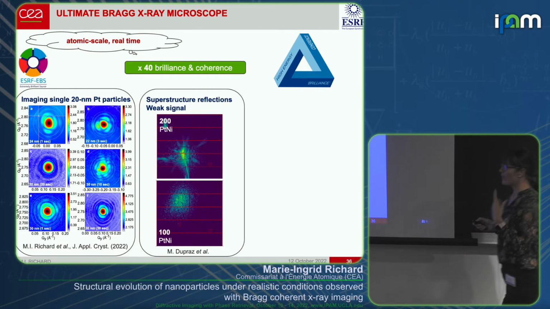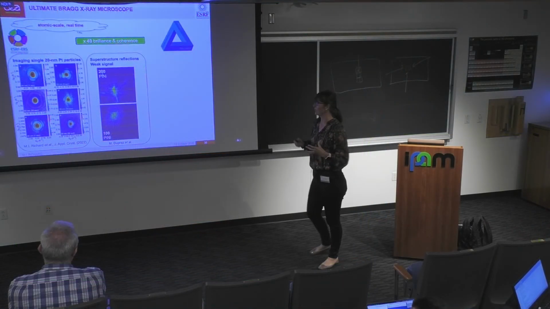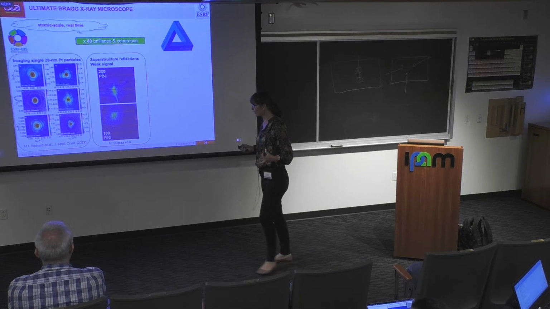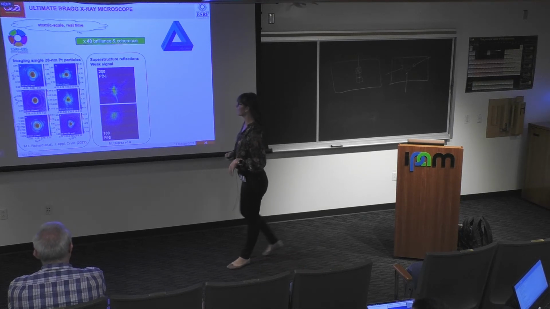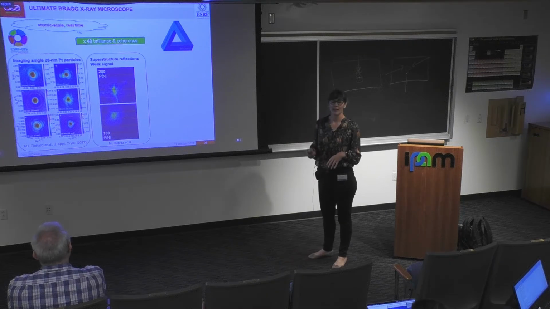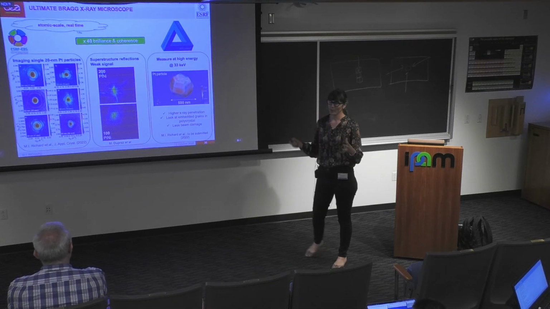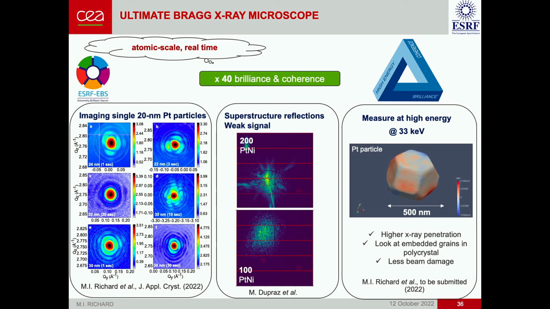Also, we can measure superstructure reflections. We have more flux, so we can try to look at atomic ordering, for instance, with these superstructure reflections. And all the measurements that I show you, and that people are showing you, with Bragg coherent diffraction imaging were obtained at an energy of 8 to 10 keV. Now, with more coherence and brilliance, we can go to higher energy, up to 33 keV. We can measure particles with this energy.